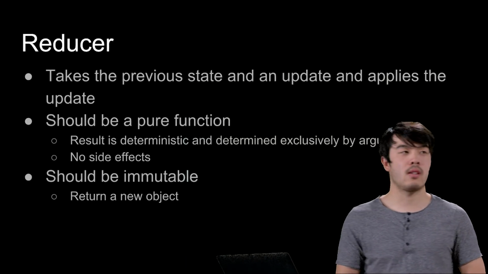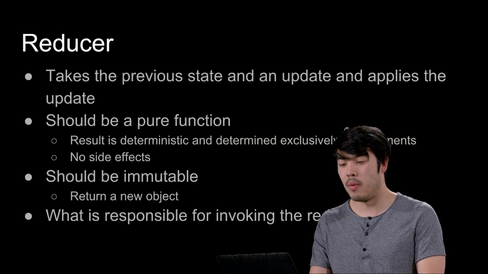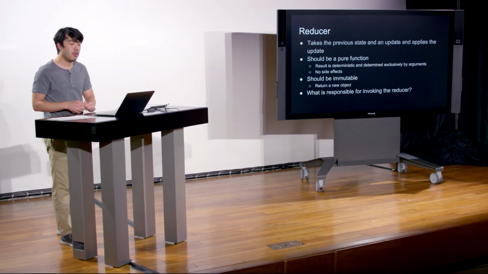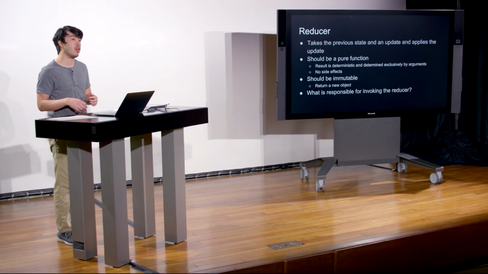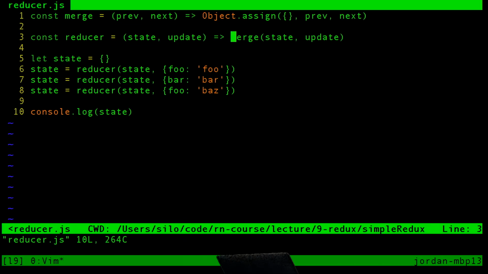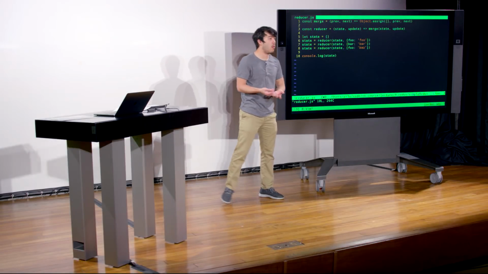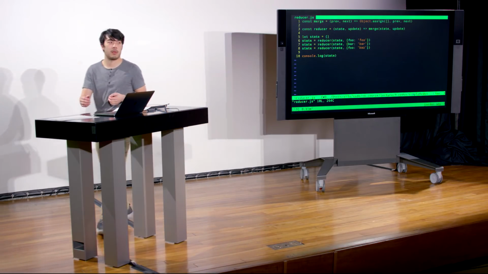Cool, so let's make our Redux model a little bit more advanced. What's responsible for invoking the reducer, and how do we actually manage the state? Currently, it's not very good that the way we're managing the state is just this state object that we're mutating. Why not try to wrap this up in something self-contained, like a class? And that's exactly what Redux does with this concept of a store.